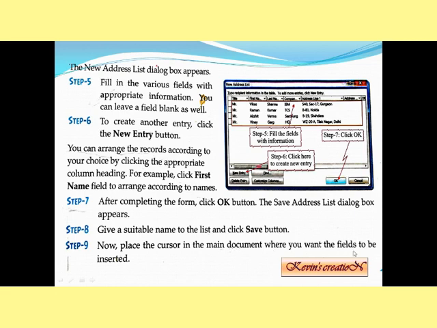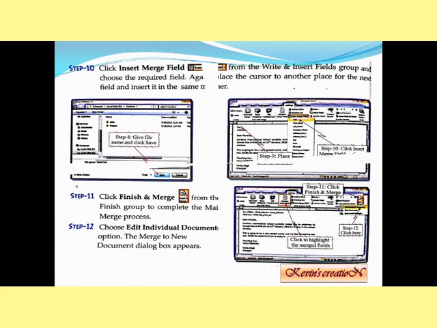Now place the cursor in the main document where you want the fields to be inserted. Before that, I will show you. This is where we are giving a name. Okay, guest list is given, and then you click the save button. Now that file is saved, which is your data source. Now we come to the main document.